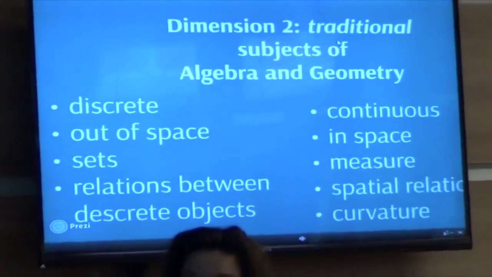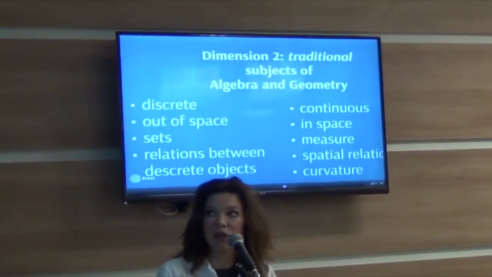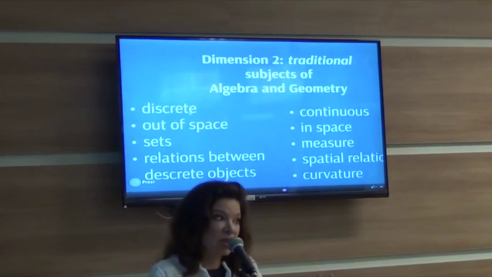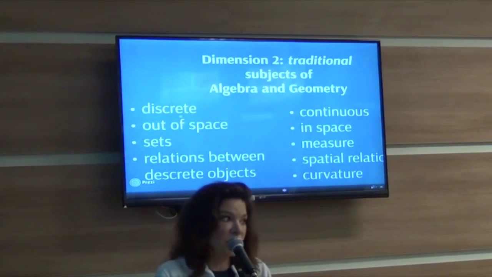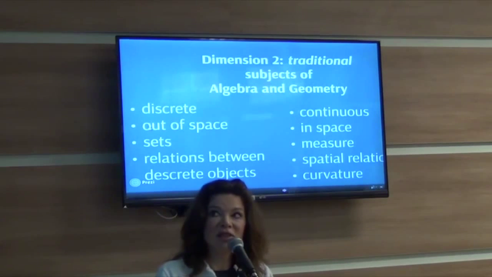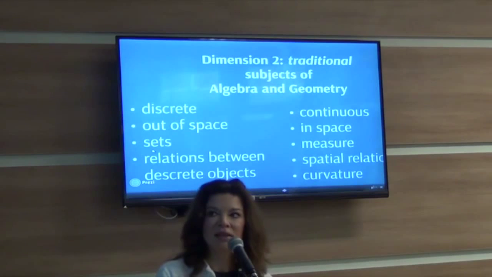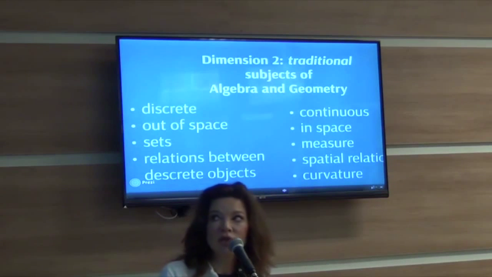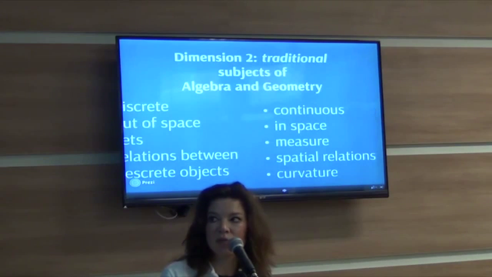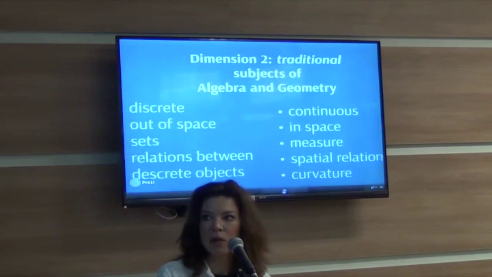Again, in this second dimension, the traditional subjects of algebra and geometry: in algebra, you traditionally deal, not always of course, but traditionally, with discrete objects which are out of space. Equations are not embedded in some space, they set relations between discrete objects. Whereas in geometry, you are usually dealing with continuous things, lines, triangles, figures, which are embedded in some space, Euclidean or non-Euclidean. You can measure things in terms of lengths, and they have spatial relations and properties such as curvature, for example. Well, I hope you know all this.